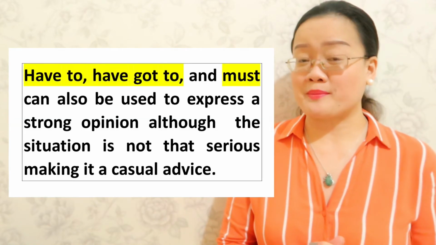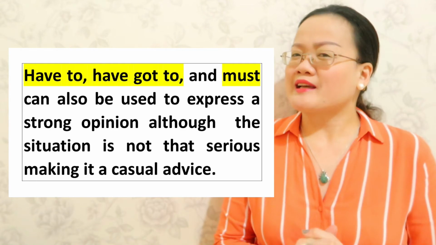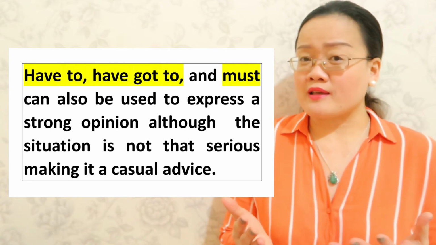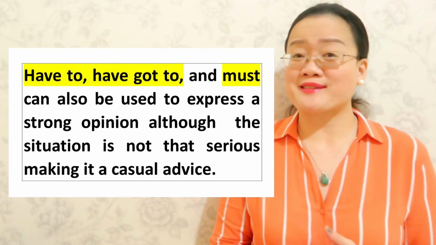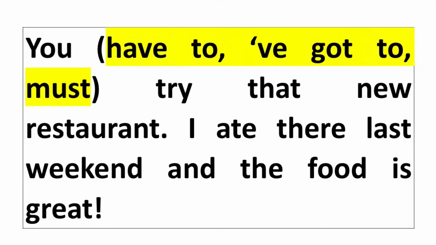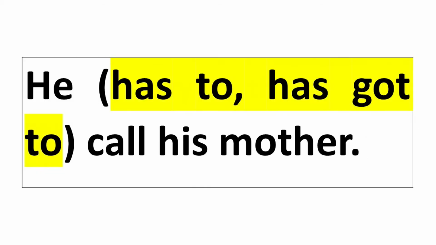There's another type of strong advice using have to, have got to, and must, which is more casual. It can express a strong opinion about something, although the situation is not really that serious. For example, you have to try that new restaurant. I ate there last weekend and the food is great. Or you can also say, you've got to try that new restaurant. Or you can also use must. You must try that new restaurant.